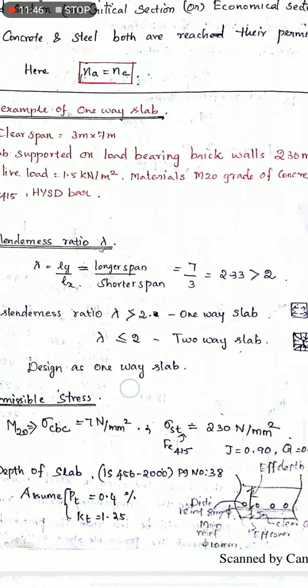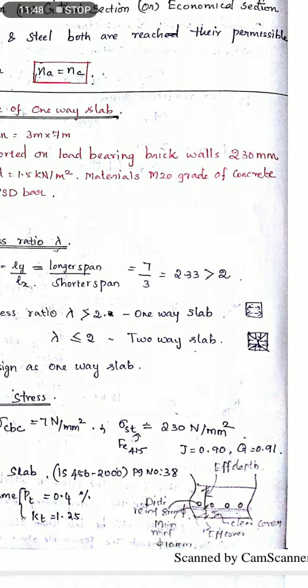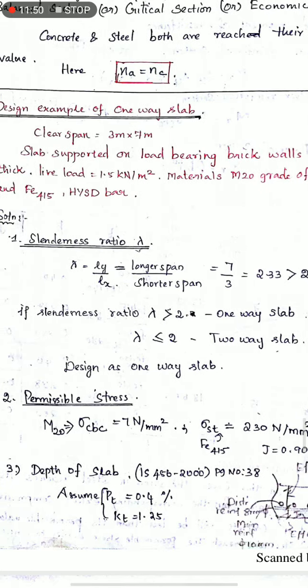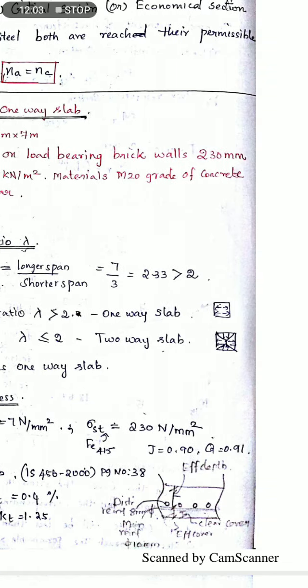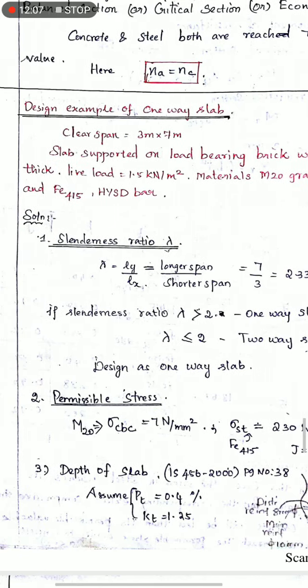And also the slab is supported by 230 wall thickness, and live load is given as 1.5 kilonewton per meter square. Normally we can use 1.5 to 3 kilonewton per meter square for residential building. Then materials grades are given: M20 grade of concrete and Fe415 HYSD bar. HYSD bar means high yield strength deformed bar.